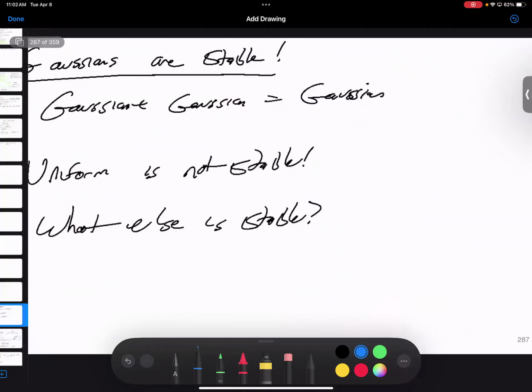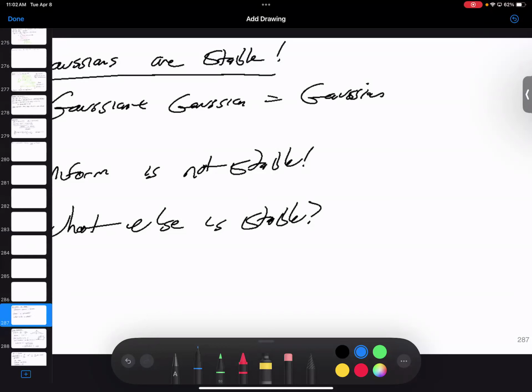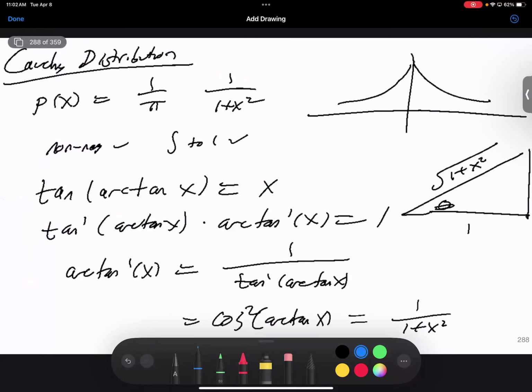Okay. So Gaussians are stable. Gaussian plus Gaussian is stable. Uniform is not stable. And so this leads to one of the most natural questions you can ask. What else is stable? And if you have two different things that are stable, are they somehow in a larger family? Is there some family that actually connects a Cauchy distribution to a Gaussian? And there is, and it does have applications in economics. So we have talked about the Cauchy distribution before. And so this is just a review slide.